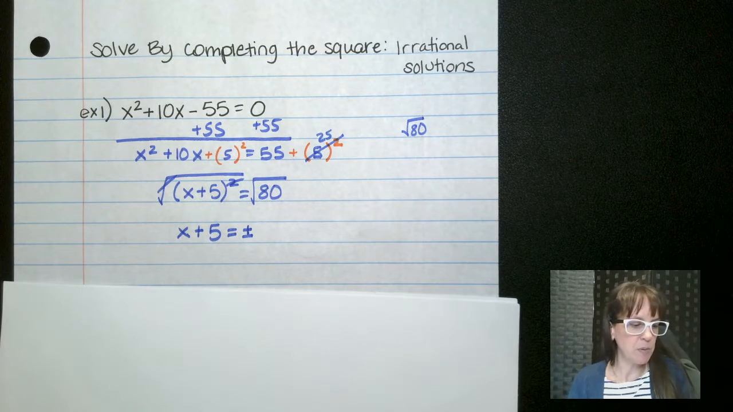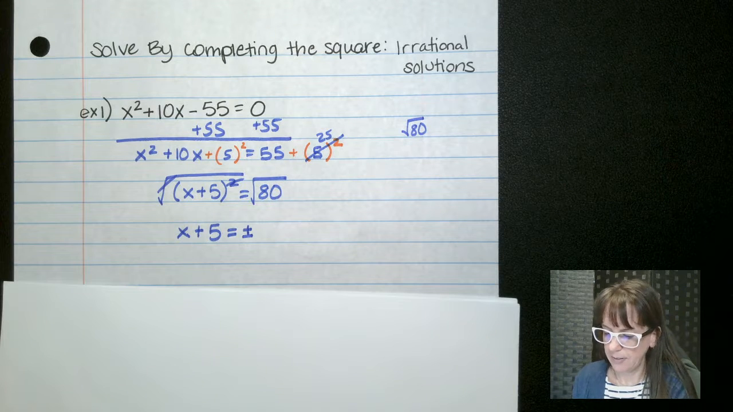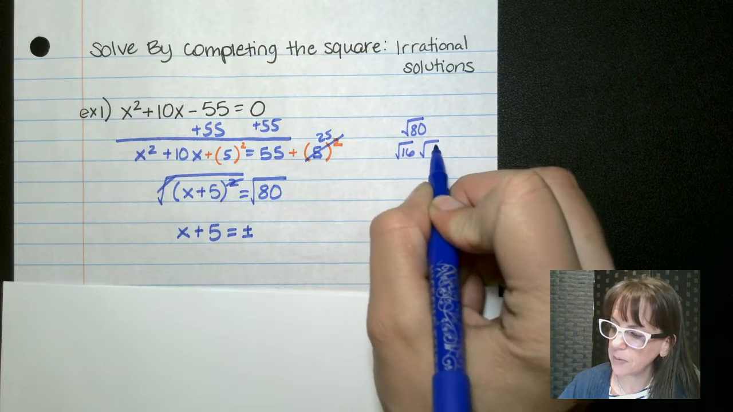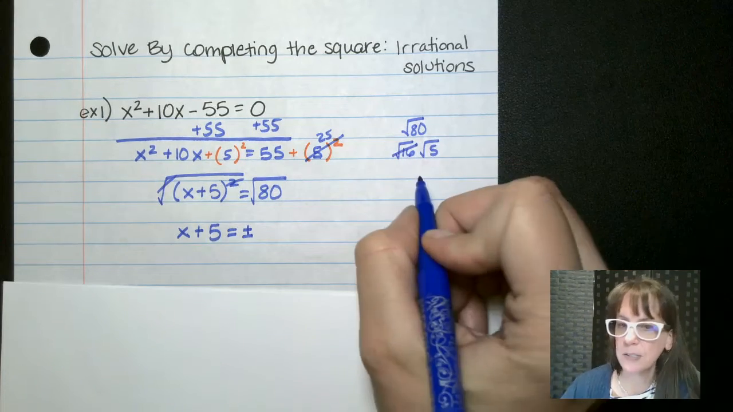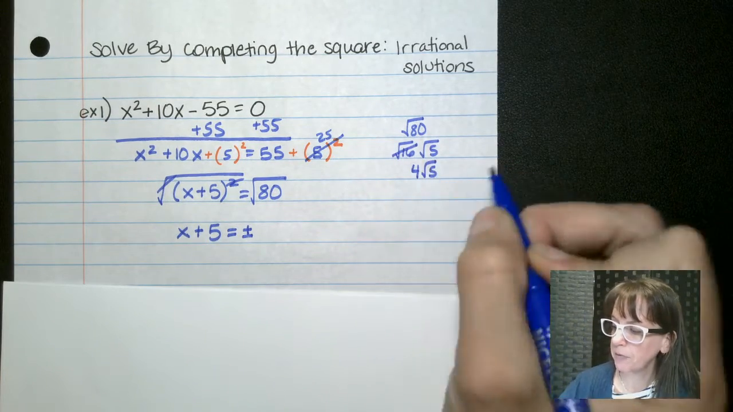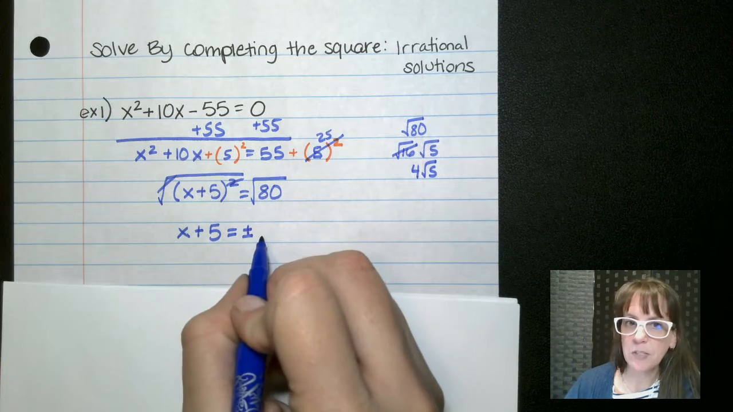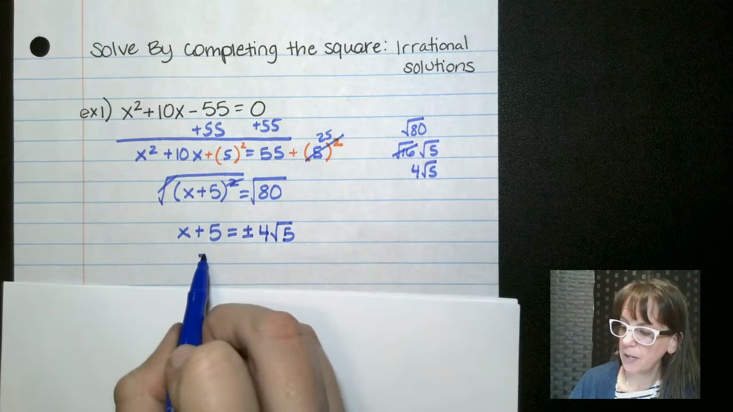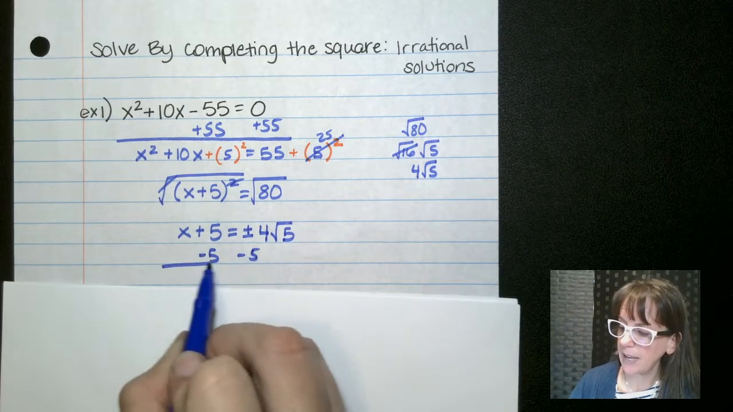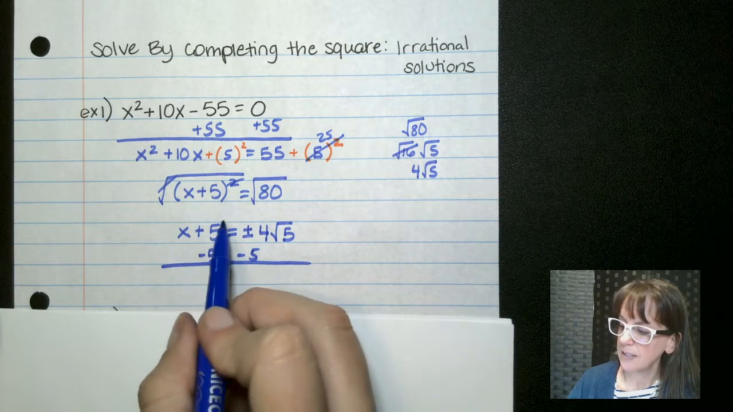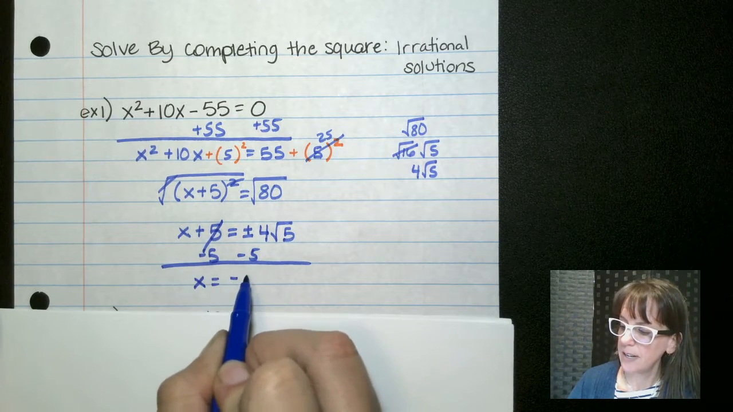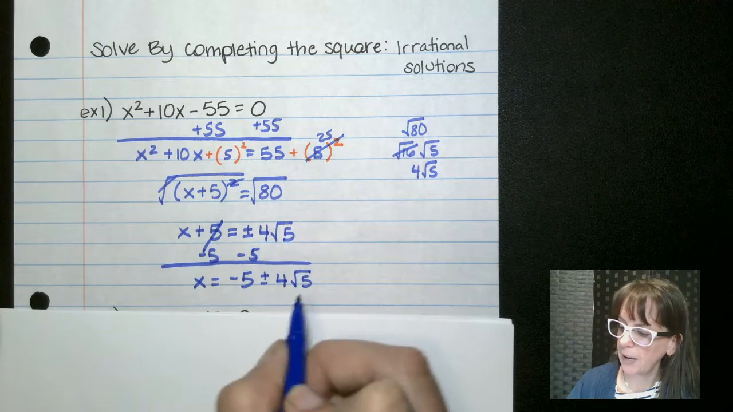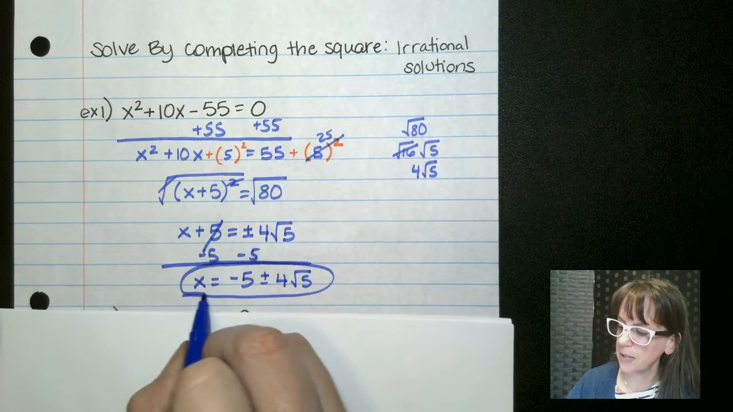I think if we do 80 divided by 16, we end up with 5. So the square root of 16 and the square root of 5. Remember, the square root of 16 is 4, so 4 root 5. So the square root of 80 is really plus minus 4 root 5. Let's go ahead and minus 5 from both sides, and we get x equals negative 5 plus minus 4 root 5. And there are our two answers that we need.